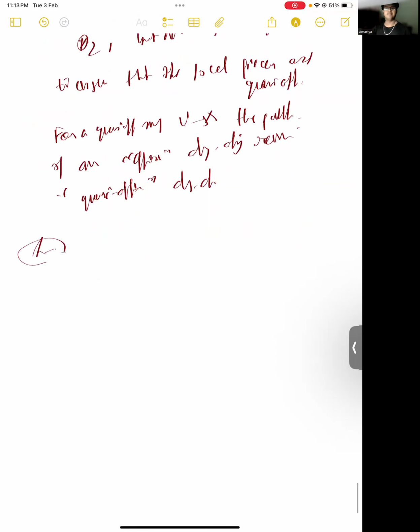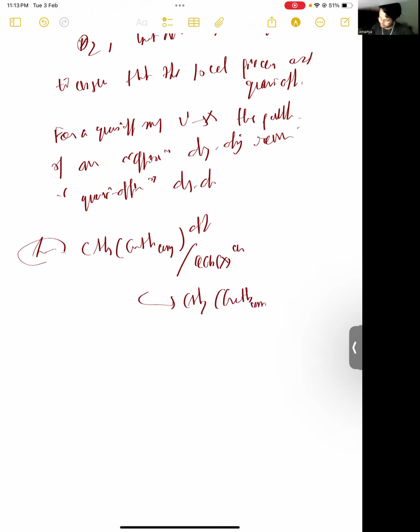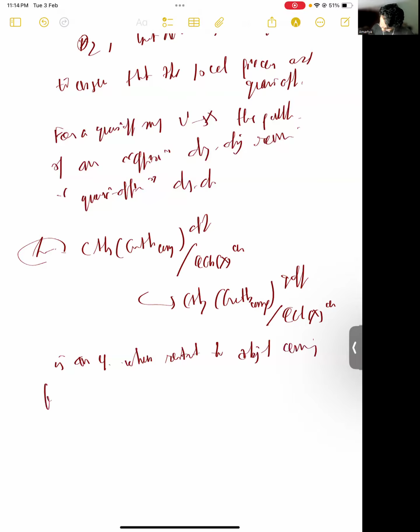Okay, lemma. So the inclusion of this graph category to the graph category with QF is an equivalence when restricted to objects coming from maps Z to X, where, yeah, Z is affine.